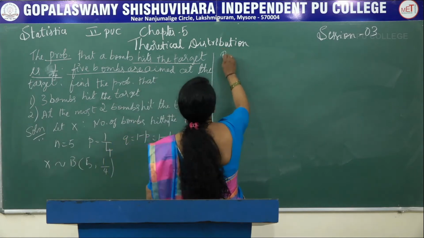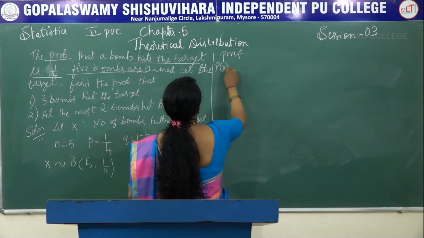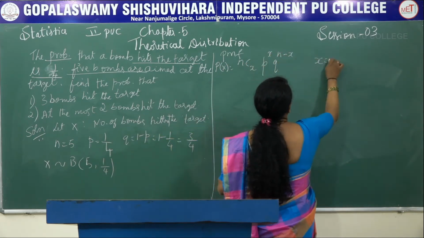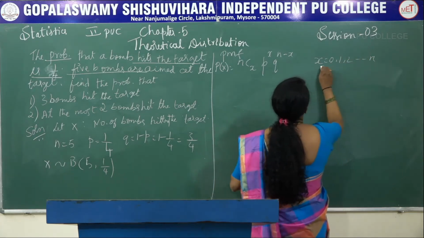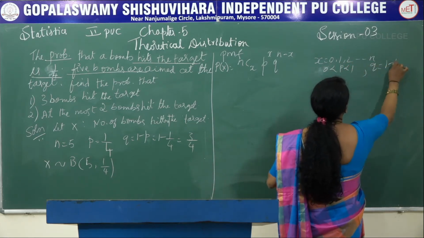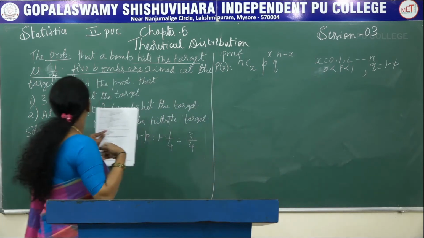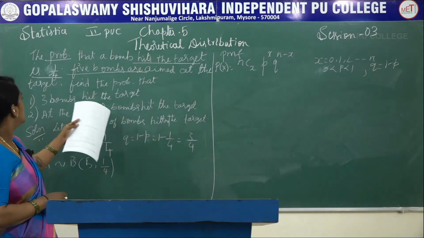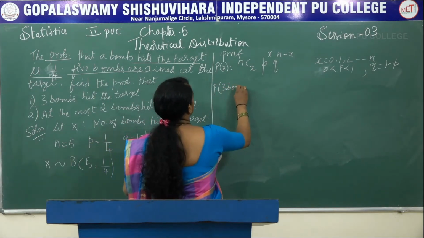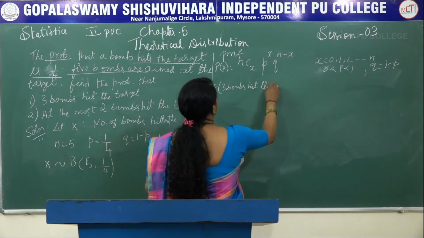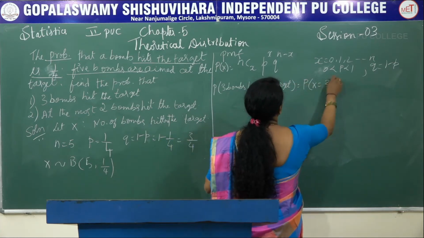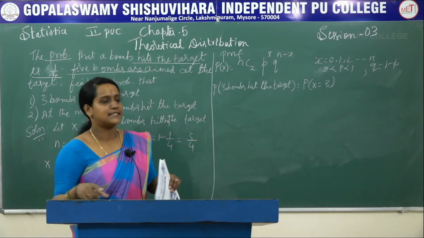Next is write down the PMF. P of X equals nCx, p power x, q power n minus x, x is 0, 1, 2, etc., n, 0 less than p less than 1, q is 1 minus p. And our first problem is to find the probability that 3 bombs hit the target. So probability of 3 bombs hit the target, that is P of X equals 3. If 3 bombs hit the target means X equals 3.